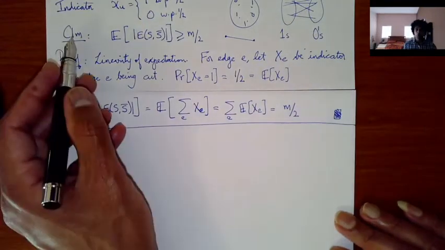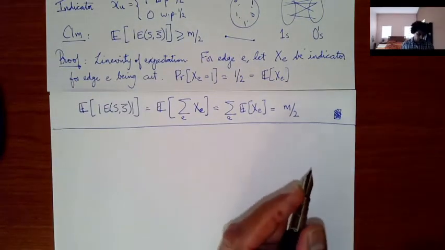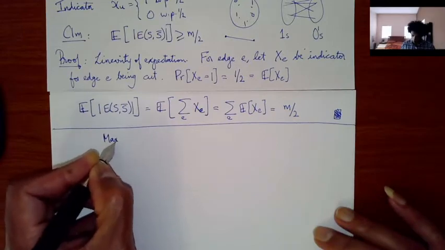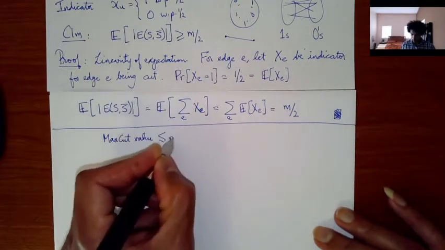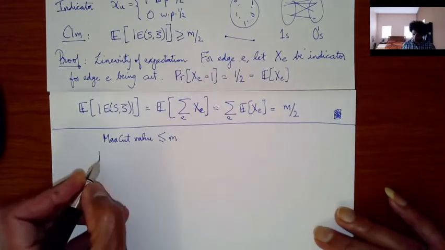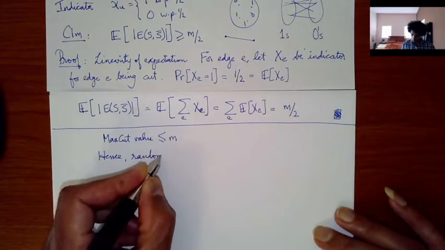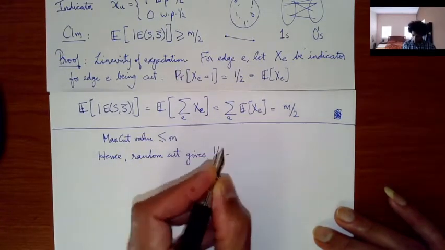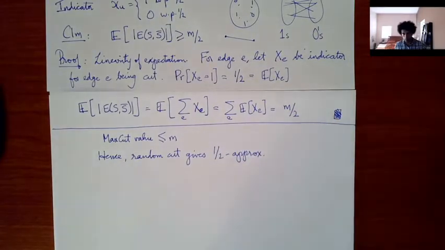So what this proves is that the expected value of a random cut is at least m over 2. The max cut value is clearly at most m. And hence, a random cut gives a half approximation. Any questions about the half approximation?